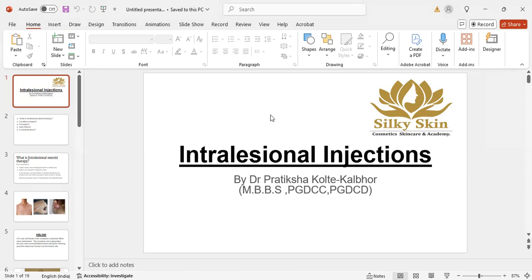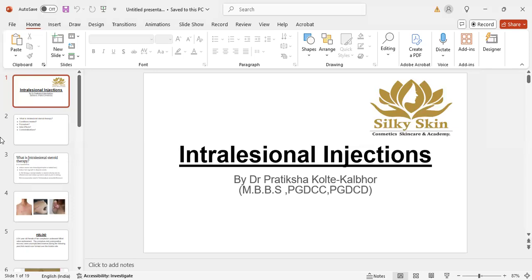Like keloids. Yes. Or any tumors. Hypertrophic scars. Yes. Alopecia areata, or you can use it in cystic acne also. Okay. Sarcoidosis. So today we are going to talk about keloids and alopecia areata.